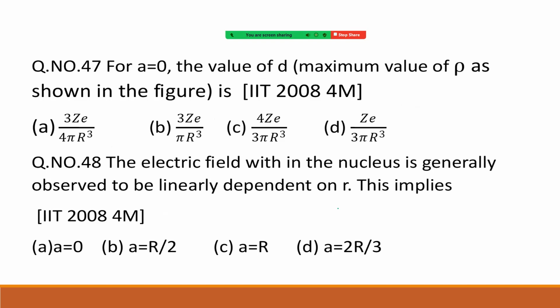So 3 Z by 4 pi R cube, right? Okay. Wait. Actually, it is not 4 pi.